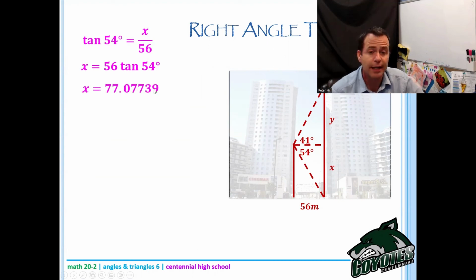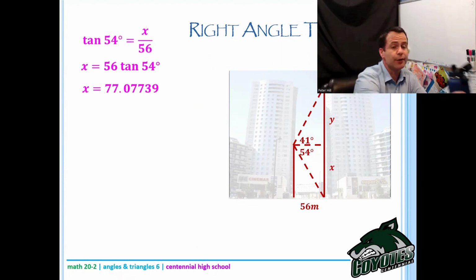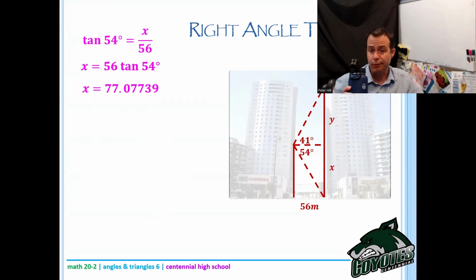77.07739. Now, I know I gave you rounding instructions. I think I said round to the nearest 10th. Don't yet, because we're in the middle of a question. You don't want to follow those rounding instructions until the very end, or you're going to run into a little bit of a rounding error.